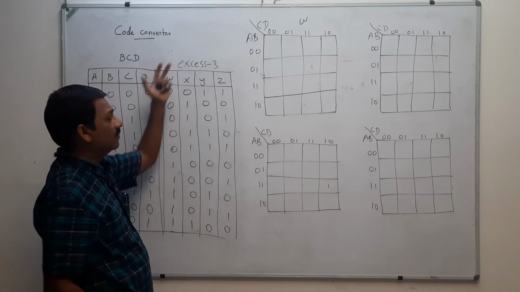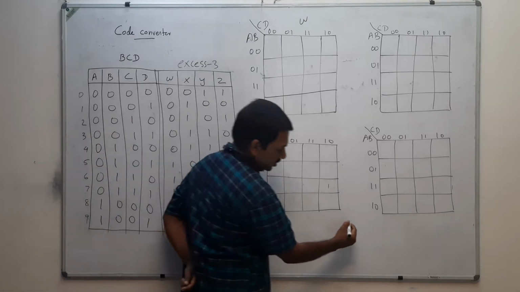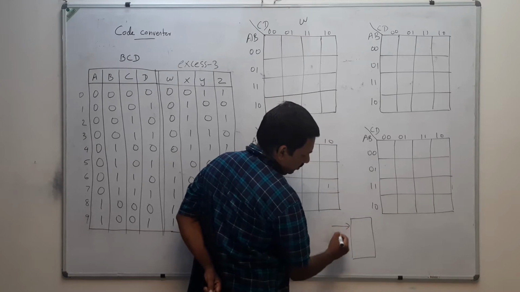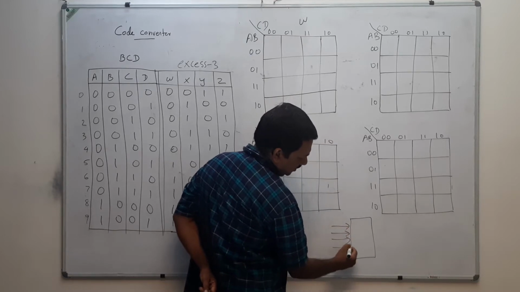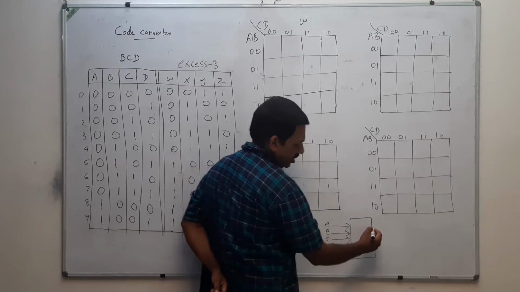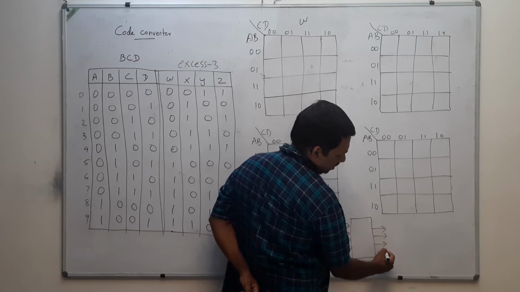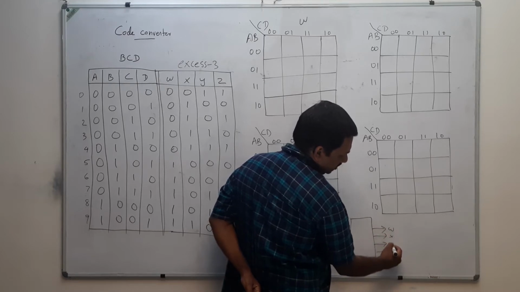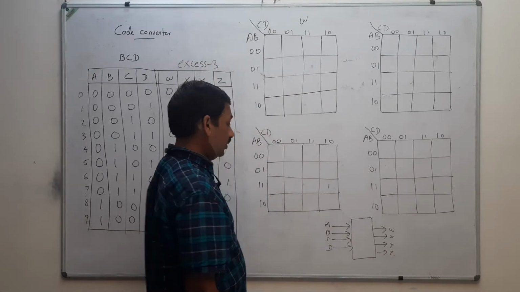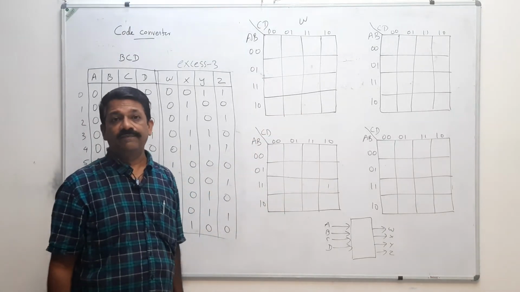1100 is the XS3 code. Now suppose that this is the code converter. Here we are going to give A, B, C and D as the input. And the output is W, X, Y, Z. And this is the code converter. Now we are going to discuss how this is done.